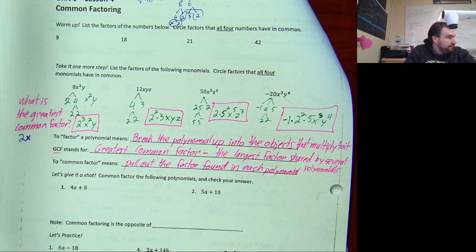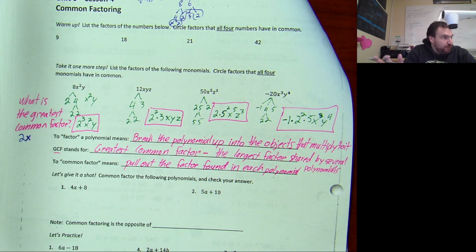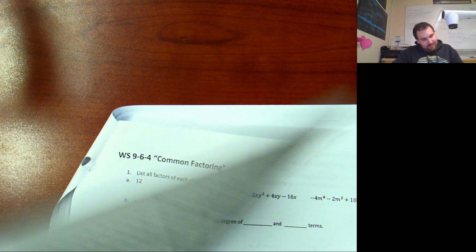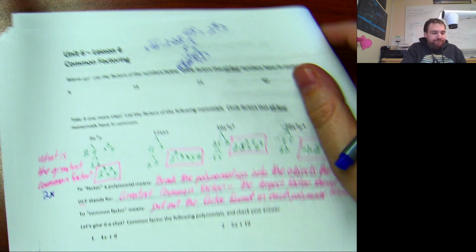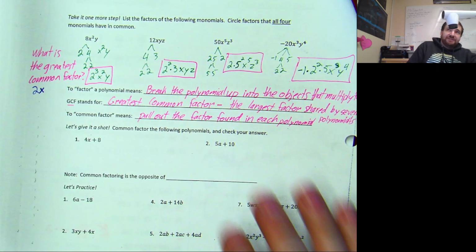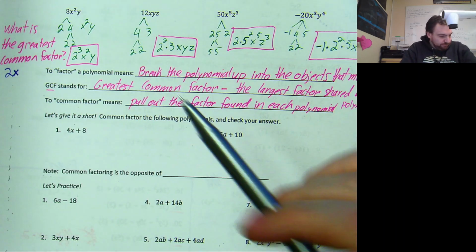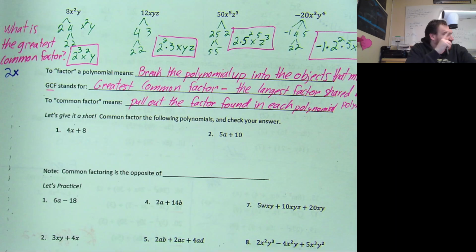Cool? Typically in the past, this is what you would have done for greatest common factoring. You would have seen a couple of numbers and then pulled out what was common among them. Am I going to get you to practice that later? I should. Is that what I'm hearing? So instead of pulling it out of multiple separate objects, what we're going to do now is look at individual terms within a single polynomial.